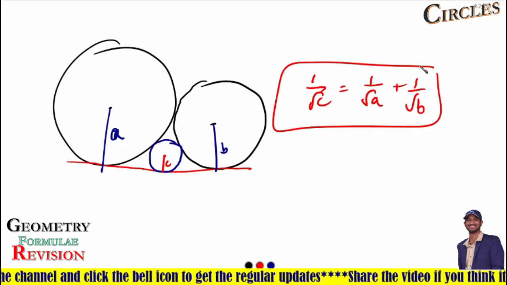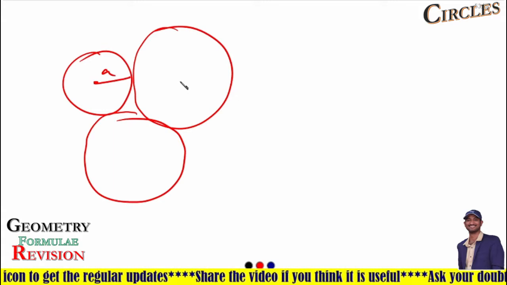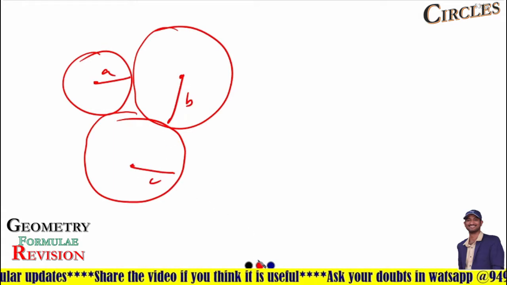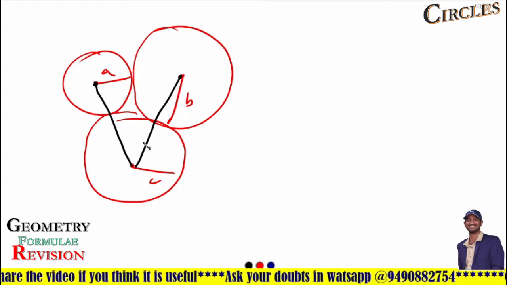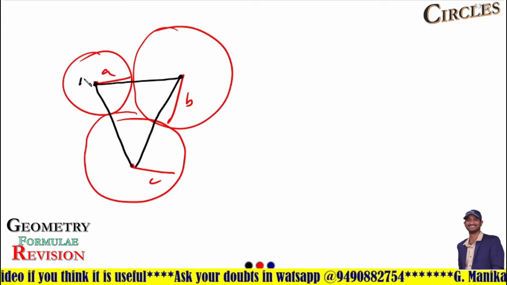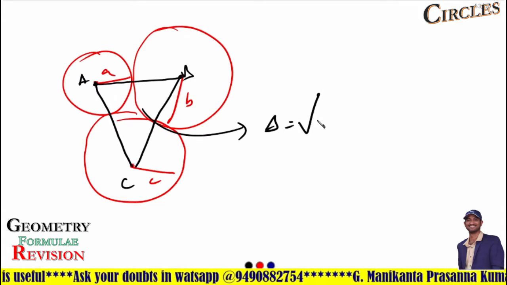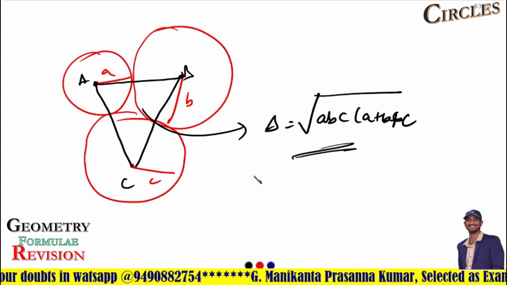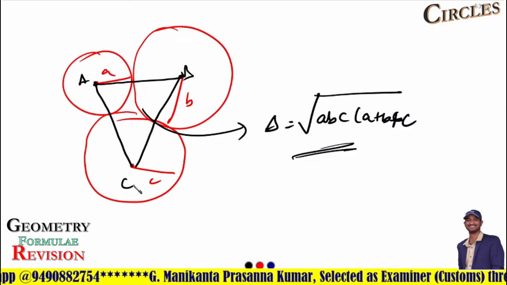Next, when 3 circles touch each other externally like this, if the radius of this is A, the radius of this is B and the radius of this is C, then if I join the centers of these circles, I'll get a triangle. Suppose ABC is a triangle. Then the area of this triangle equals the square root of the product of the radii into the sum of the radii. This is the direct formula to find the area of that triangle. Okay. Next.